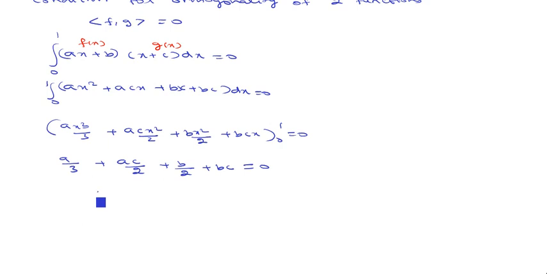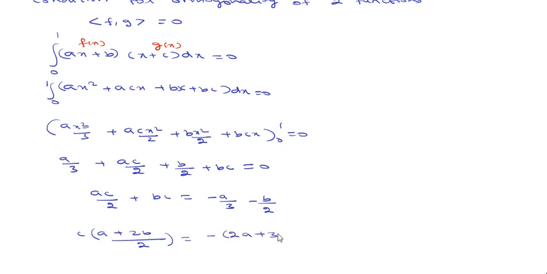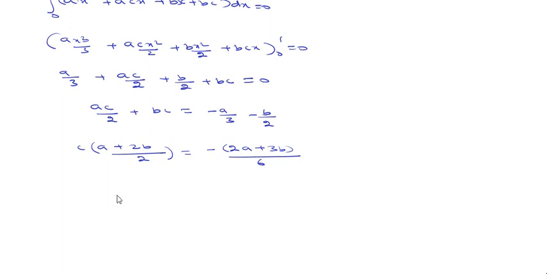From this we will try to find c. We get ac by 2 plus bc equal to minus a by 3 minus b by 2. Taking the LCM on both sides, we get c times (a plus 2b) by 2 equals minus (2a plus 3b) divided by 6. After simplification, we get c equal to minus (2a plus 3b) divided by (3 times (a plus 2b)).